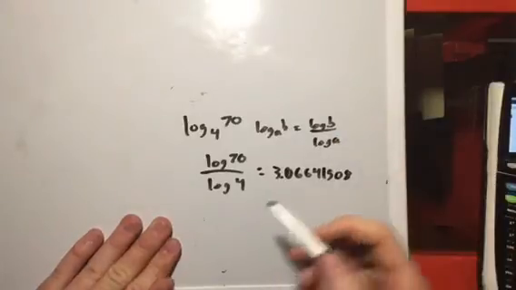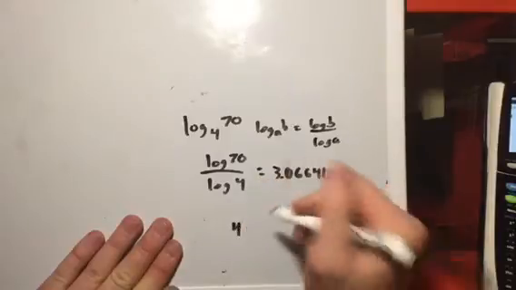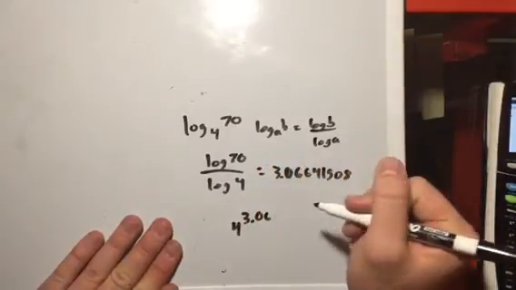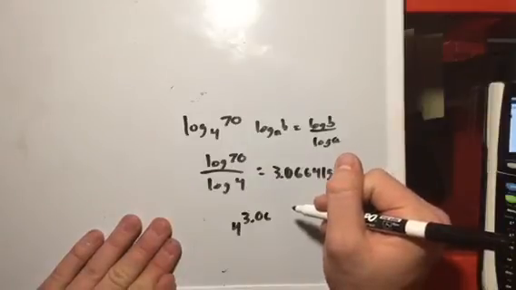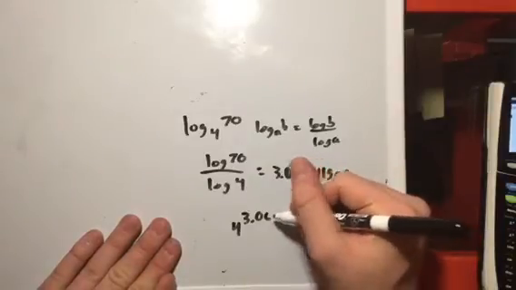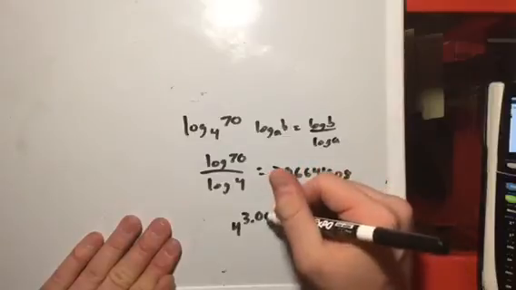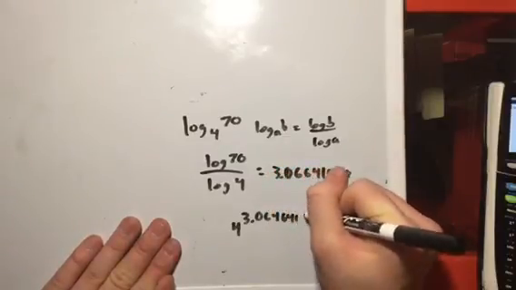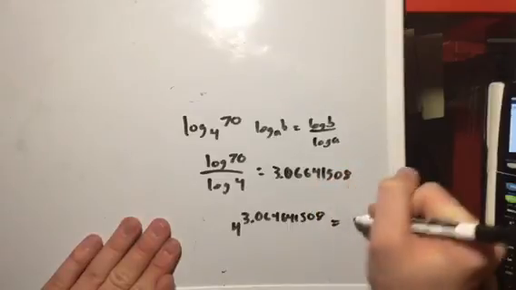3.06464 1508. So 4 to the power of 3.06464 1508 equals 70.